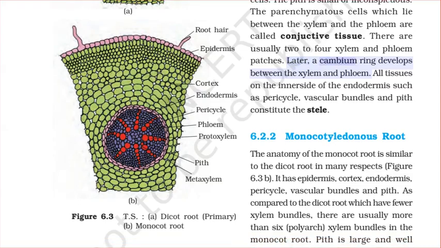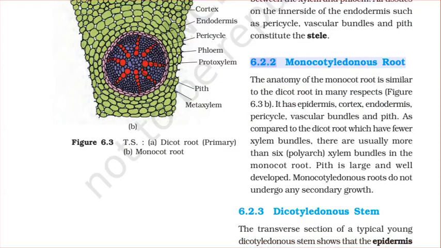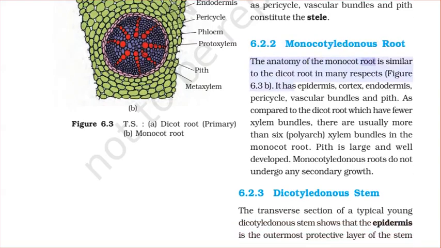Later, a cambium ring develops between the xylem and phloem. All tissues on the inner side of the endodermis, such as pericycle, vascular bundles, and pith, constitute the stele. 6.2.2 Monocotyledonous root. The anatomy of the monocot root is similar to the dicot root in many respects.